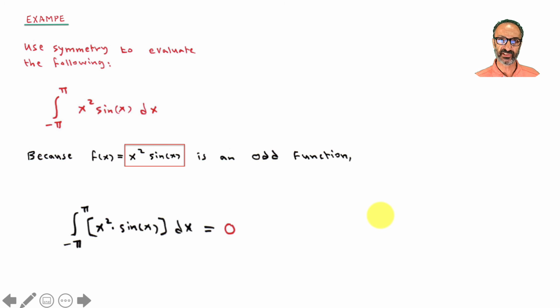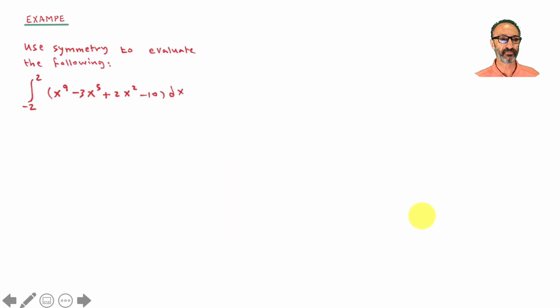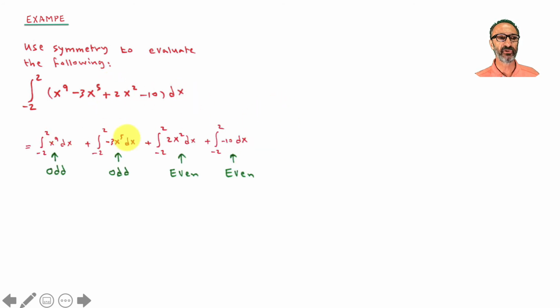Here's another interesting one. We don't always have to focus on simple ones. x to the 9th minus 3x to the 5th plus 2x to the 2nd minus 10, and you're going from negative 2 to 2. The interesting part about this is it's not a product like the previous example, but you could break it down. You know that the integral of the sum is the sum of the integrals, and so on. This is odd.